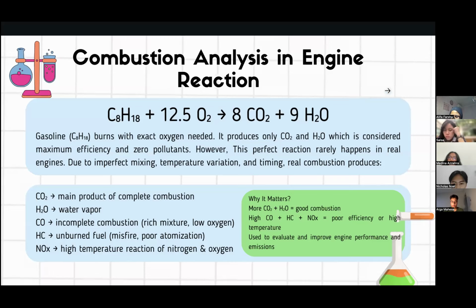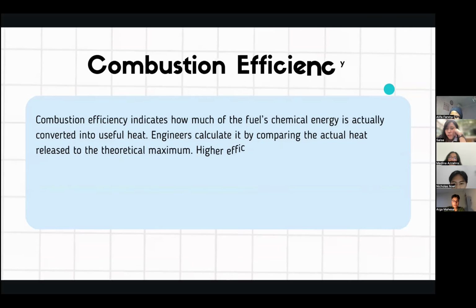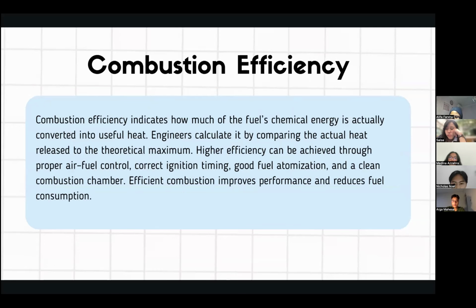Next slide is the combustion efficiency. Combustion efficiency indicates how much of the fuel's energy is actually turned into heat. Engineers calculate it by comparing the actual heat released to the theoretical maximum. Higher efficiency is achieved through proper air-fuel control, correct ignition timing, good fuel atomization, and complete consumption.